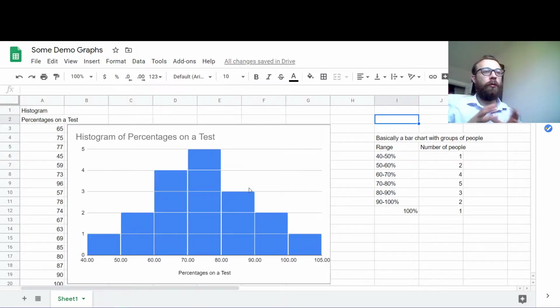So this one is kind of one of the weirder ones. This is called a histogram. It seems like a weirder one. It's more confusing to use right away, but then after a while, it's like, oh yeah, that makes a whole lot of sense, and it's actually very simple.